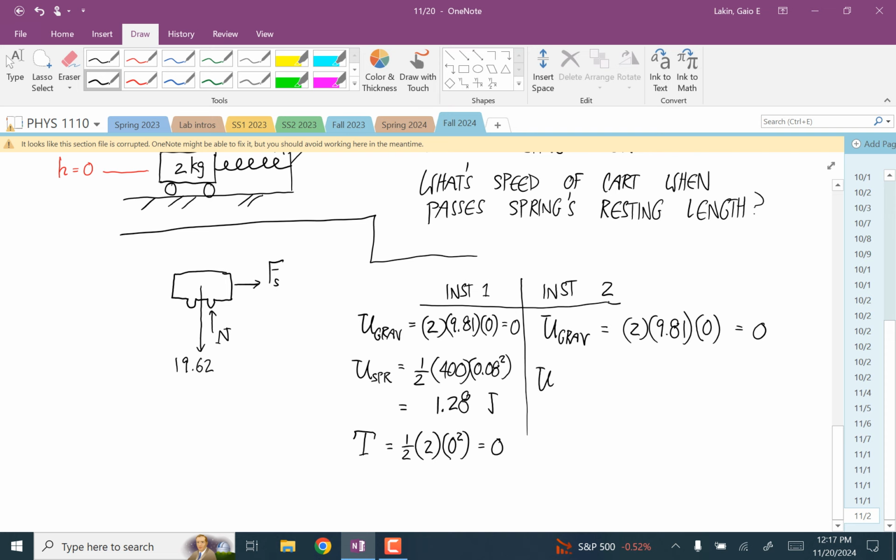The spring, that's the one that's doing work. So this is 1/2 times 400 times x squared. What's x when the spring passes its resting length? So x is how far the spring is from its resting length. So it's just going to be 0 when it passes its resting length. And then we want to calculate the speed. So our kinetic energy is going to be 1/2 times 2 times v squared. Or if you cancel the 2's, this is just v squared.